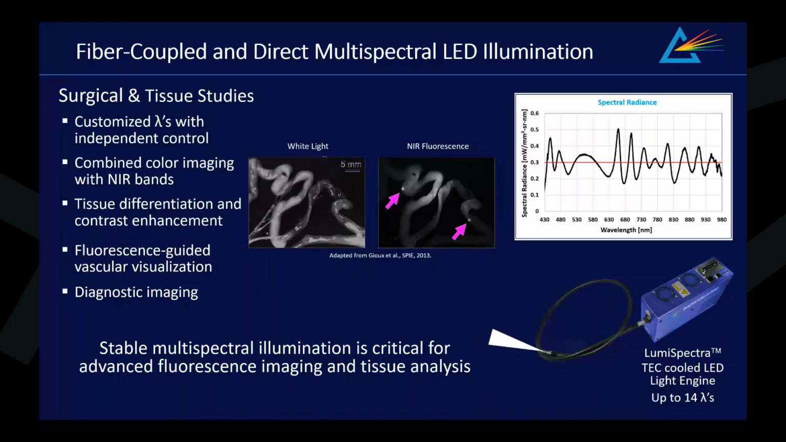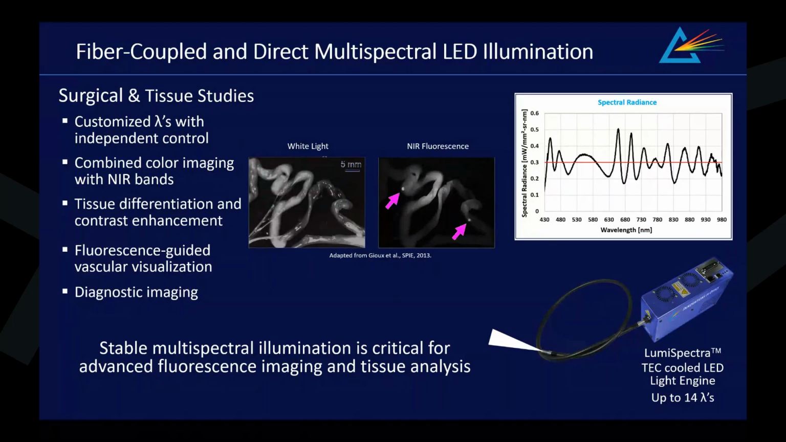In surgical imaging and tissue studies, independently controllable wavelength channels can be used to combine visible illumination with near-infrared excitation bands for enhanced tissue differentiation, fluorescence-guided imaging, and contrast enhancement. For example, fluorescence from injected indocyanine green, often referred to as ICG dye, may be used to visualize blood vessels or monitor tissue perfusion during surgical procedures while maintaining anatomical visualization under white light illumination.